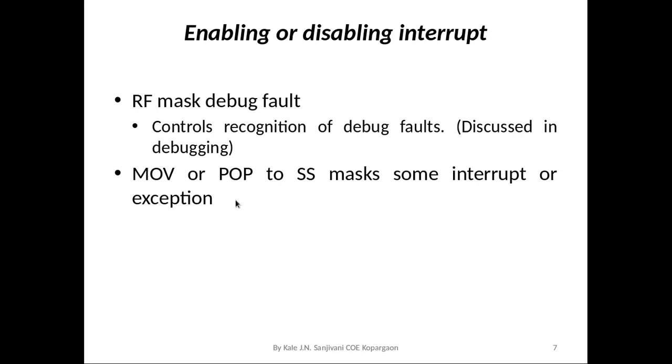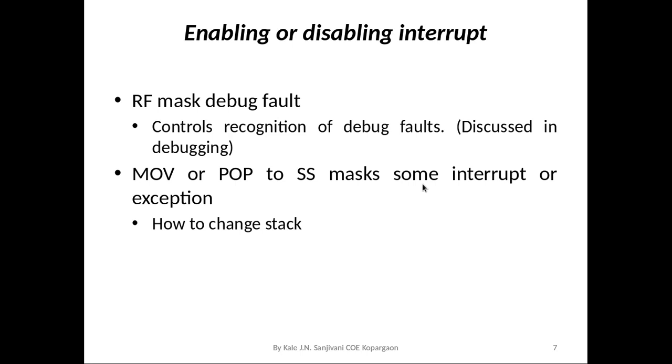Then a MOV or POP to SS will mask some interrupt or exception. What is the role of the stack segment register? The stack segment register holds the base address of the stack. So when you are trying to change the content of the stack segment register, either by using the MOV instruction or the POP instruction, at that time also the 80386 will disable some interrupt or exception.